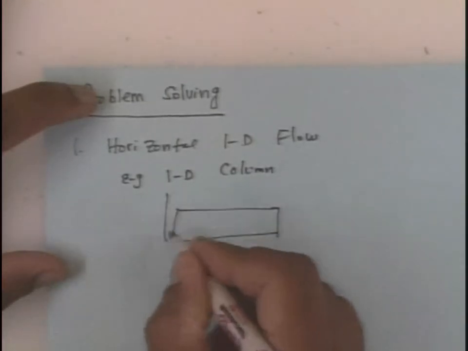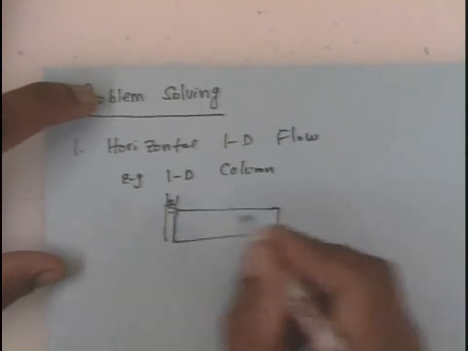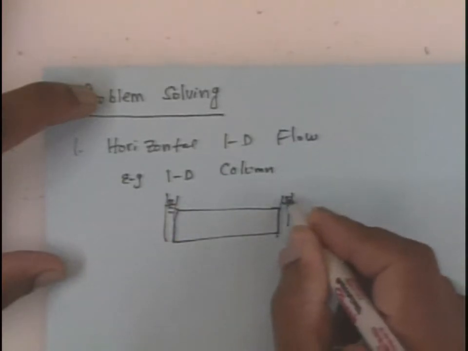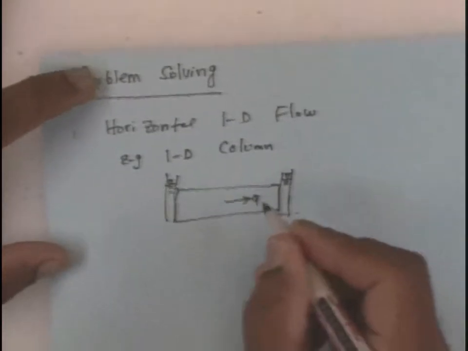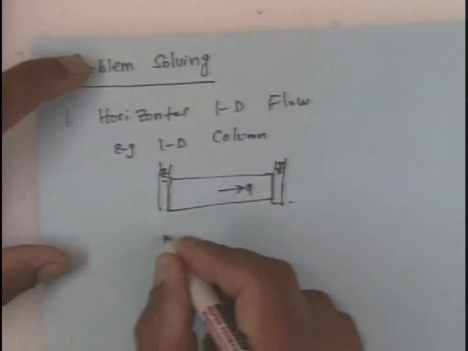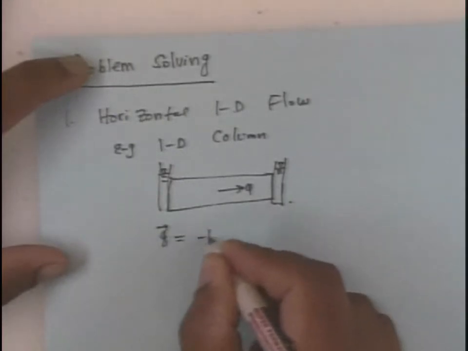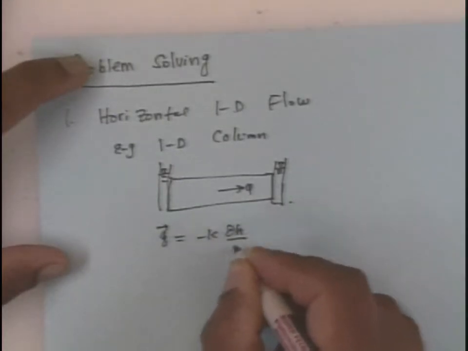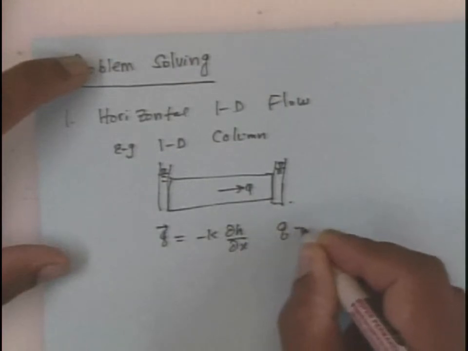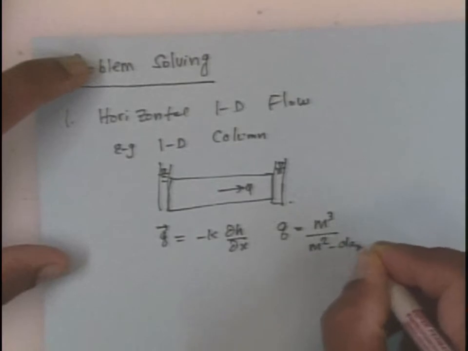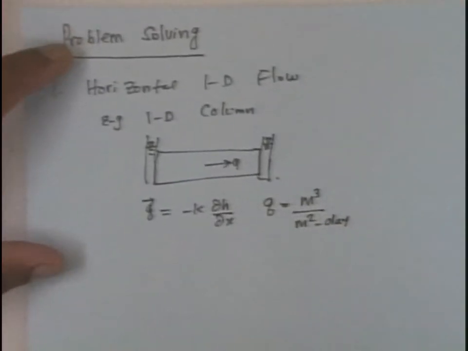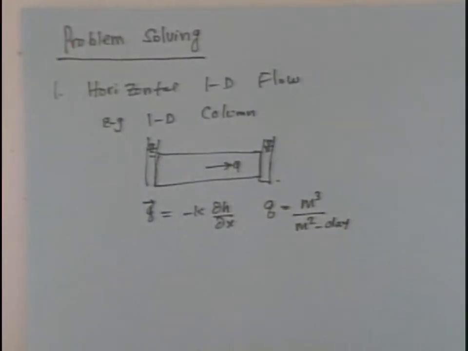The head is given here. Head is given here. Okay, and the Q. The fundamental equation here is Q, and keep in mind Q is equal to flux, which is basically minus K times dH by dx. Now you can get a whole bunch of variations with this problem.